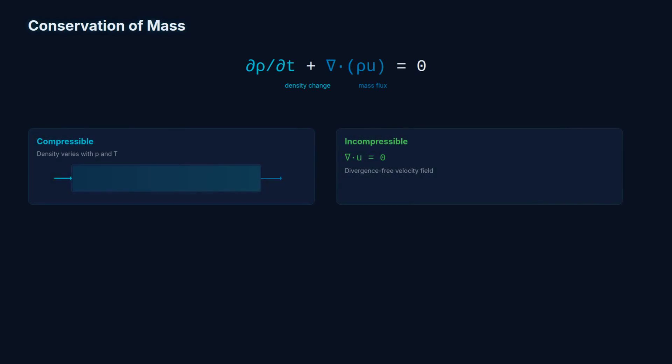The simplest conservation law: mass cannot be created or destroyed. The continuity equation says the rate of change of density plus the net mass flux through surfaces equals zero. For compressible flows, density varies with pressure and temperature. For incompressible flows, density is constant, and the equation simplifies to divergence of velocity equals zero. The velocity field must be divergence free. If fluid converges from one direction, it must expand in another. If your simulation shows mass imbalance, even half a percent, something is fundamentally wrong. Fix mass balance before looking at anything else.